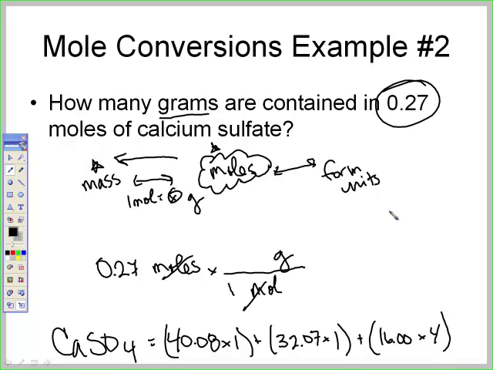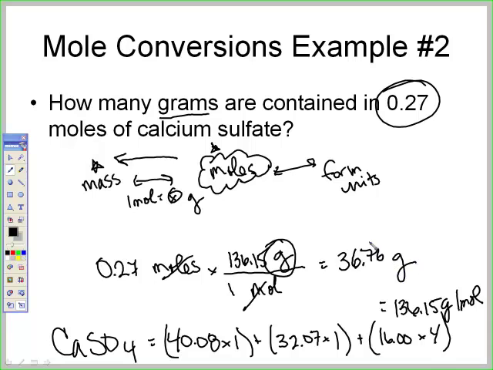So adding that all up, 16 times 4 is 64, plus 32.07, plus 40.08 gives me 136.15 grams per mole. So in this spot, 136.15 grams per 1 mole. So since that is the unit that I'm after, I am ready to calculate. So I multiply 0.27 by 136.15. I am getting 36.76 grams as my answer.